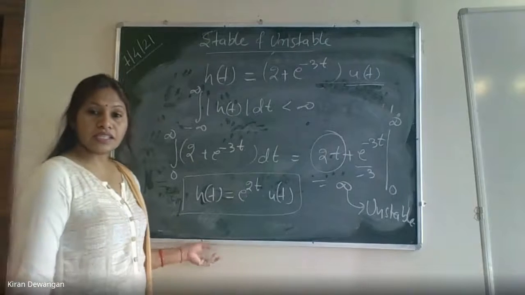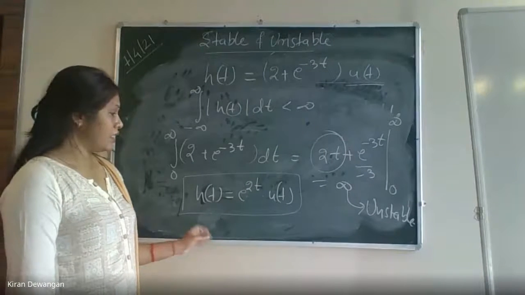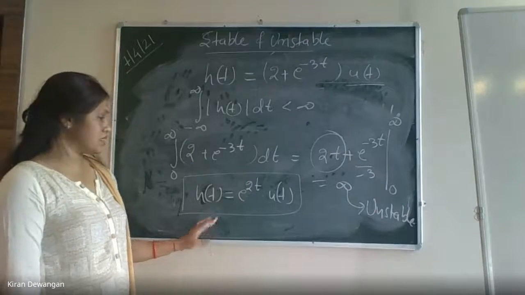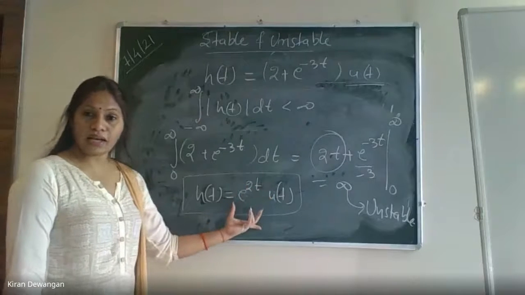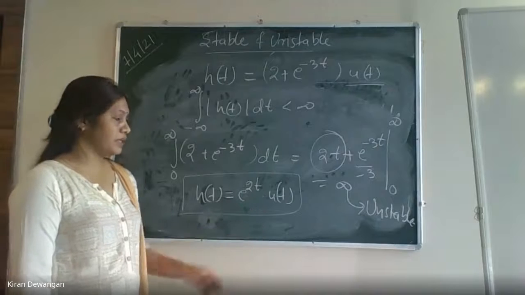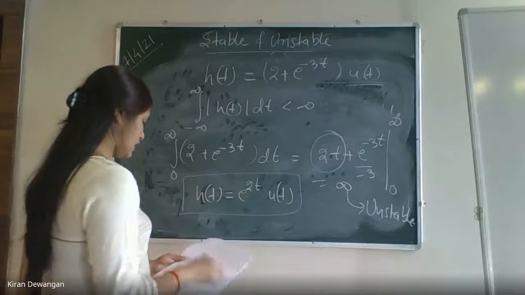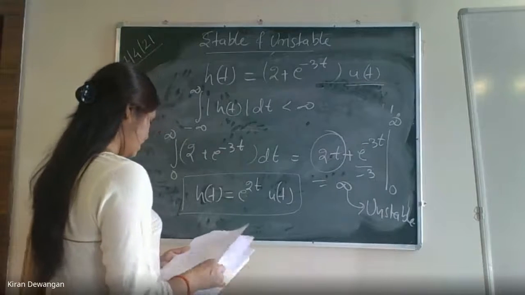Yes, it is unstable, right? This one is again an unstable system. E to the power 2t, so e to the power infinity will come. Again it will be an unstable system. Clear? So all the concepts of stable and unstable are clear.